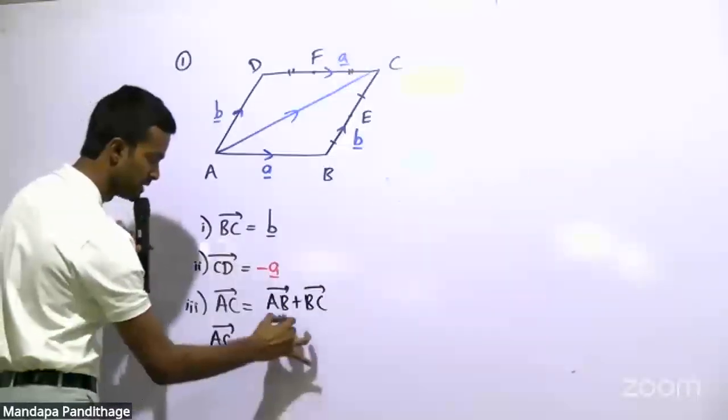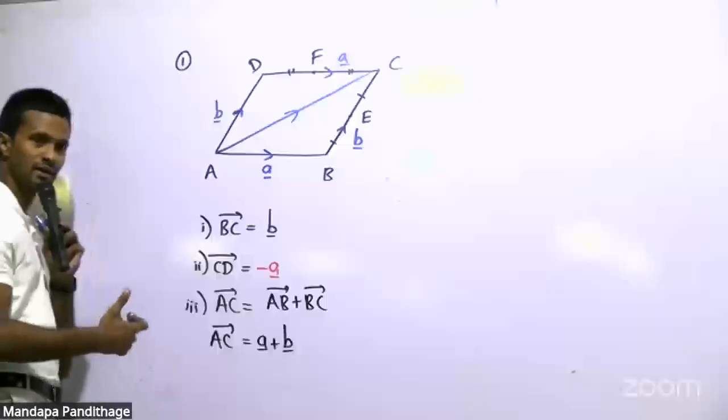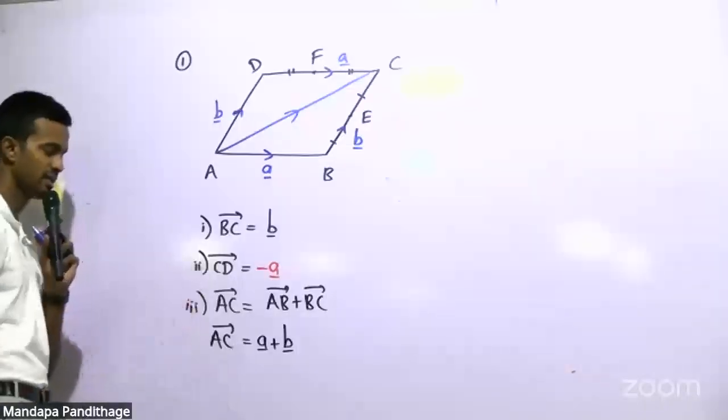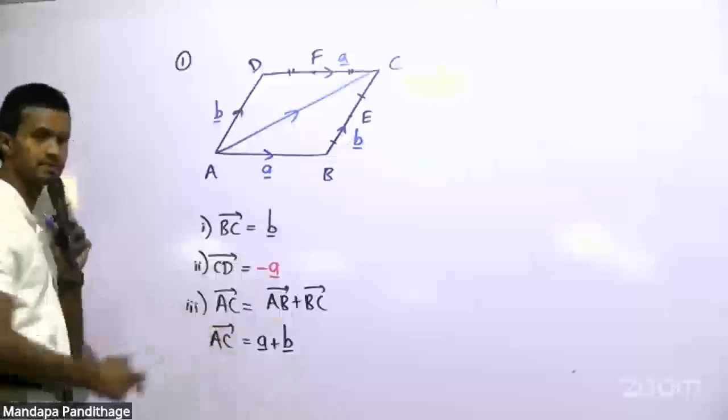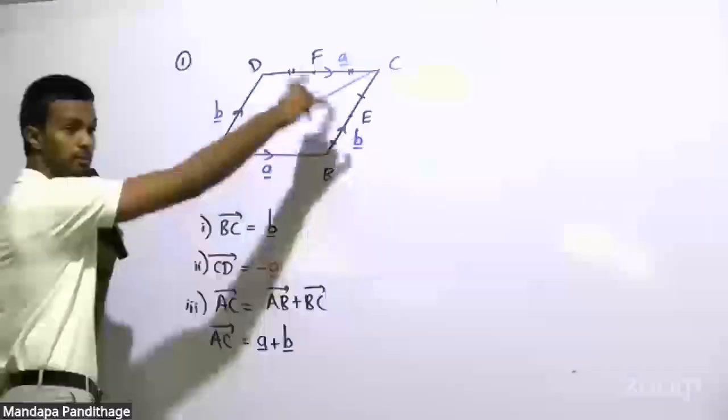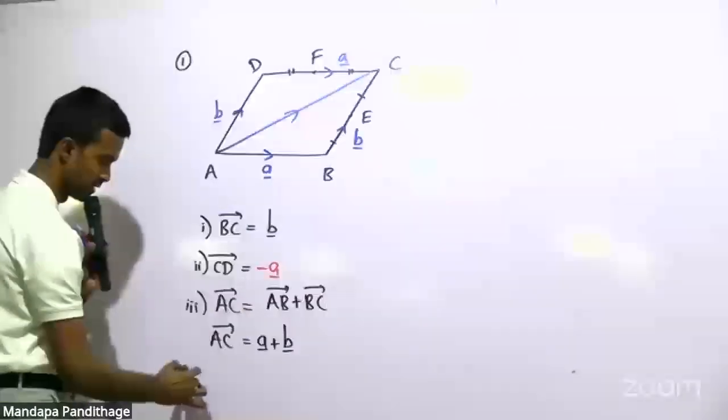If you feel like just putting A plus B is something like not enough, if you feel empty, you can write this AC equals AB plus BC, not necessary, but you can.